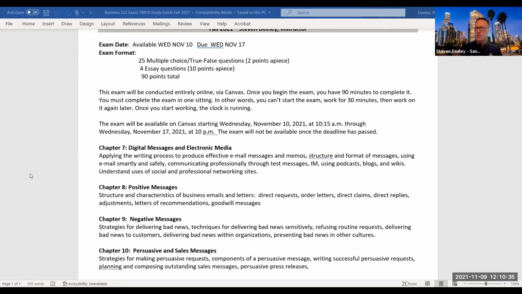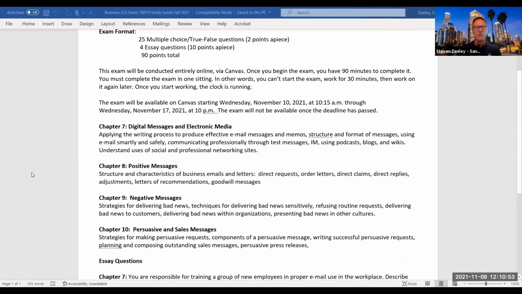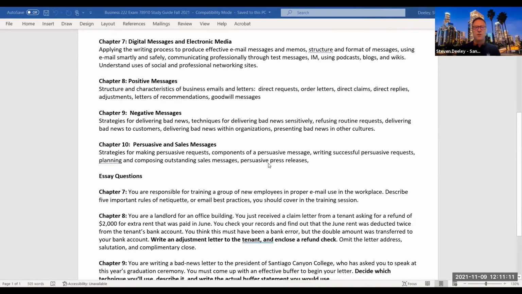Chapter 9: negative messages, or bad news messages, using the indirect pattern. So understand that pattern that's involved there. We talked about the strategies for doing it, techniques, et cetera. Finally, the most recent chapter, which a lot of you are still working on for the writing assignment: persuasive and sales messages, also an indirect pattern. We build up to the persuasive part of it, just like with negative messages we build up to the bad news. So just understand the components of each one of those chapters.